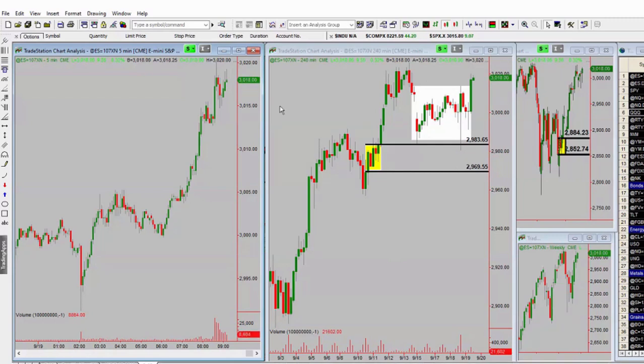Now, look over here on the 5-minute chart. Do we see any demand zones in here? This area that I'm circling, this whole area here. See any demand zones? If you do, maybe call out a number.